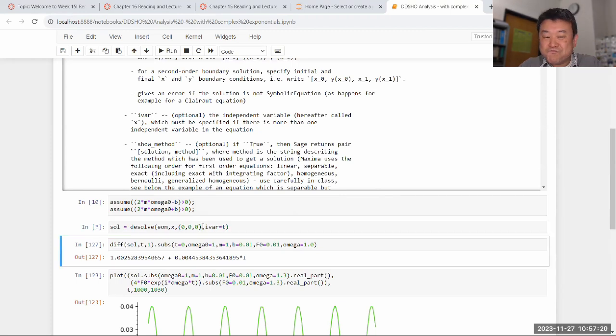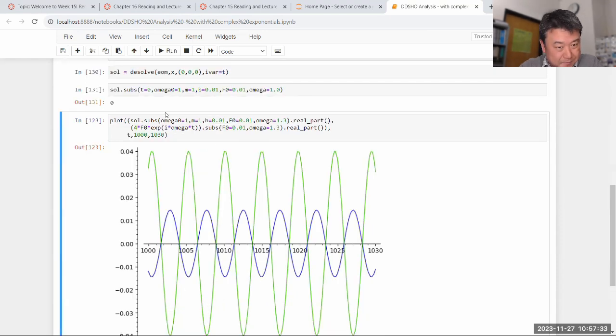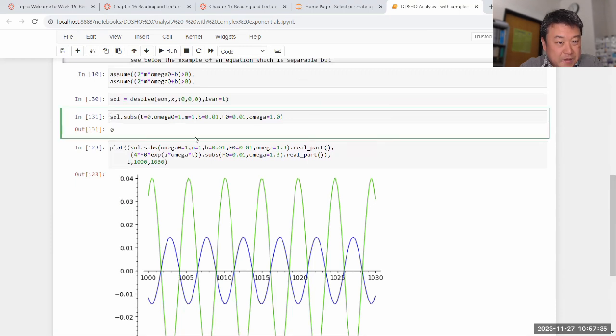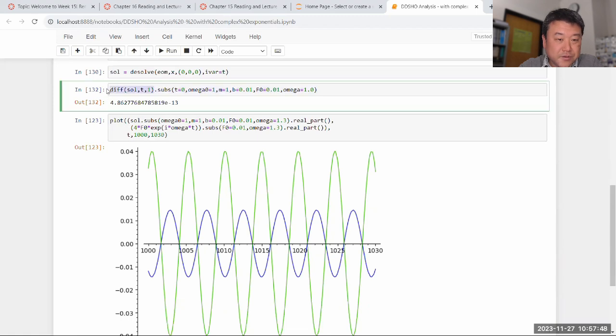Okay, it solved something. Let's look at first the solution itself. At time equals 0, yeah, all the parameters where it should be 0. Okay, gave me 0. And let's take the derivative with respect to t. Okay, that matches the initial condition. All right, that's doing what it was supposed to.